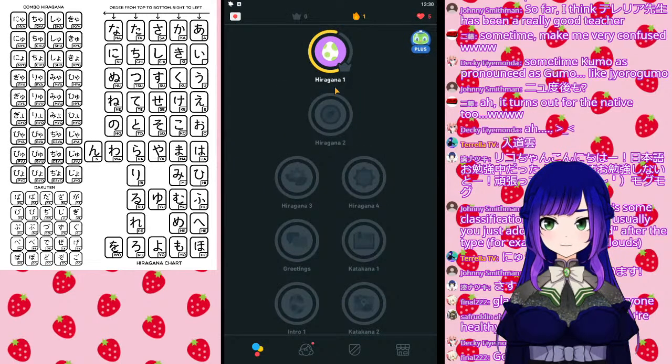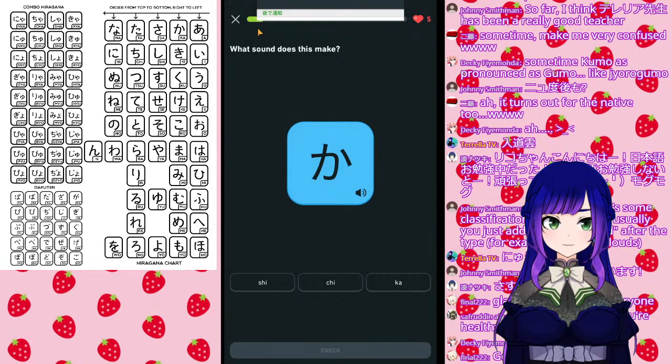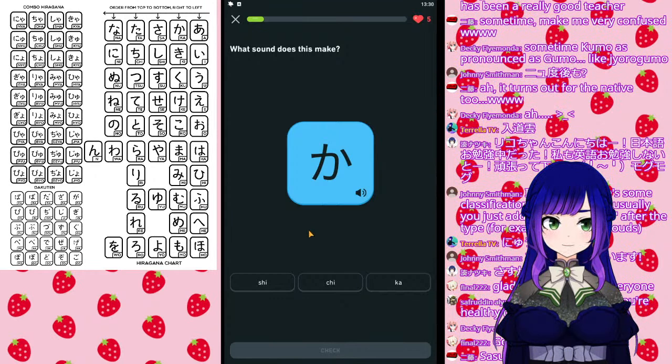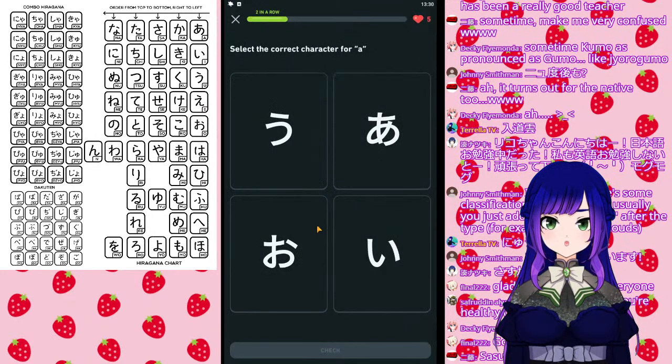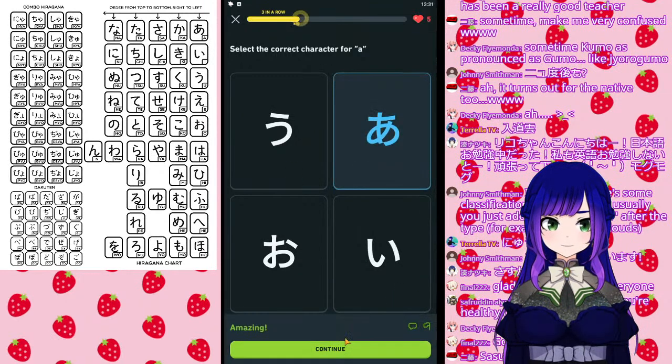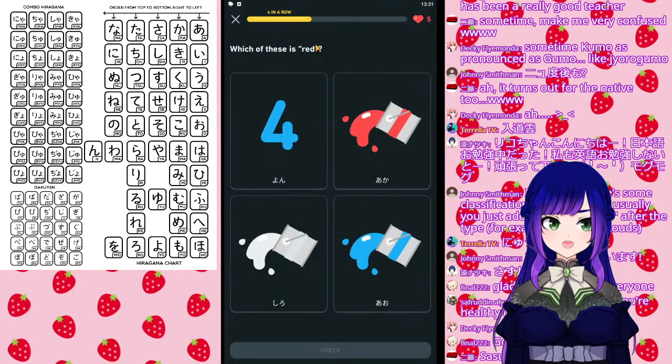Okay, let's go to the next one. Remember it? Top left: U, A, O, I. Here we go. Which of these is red?